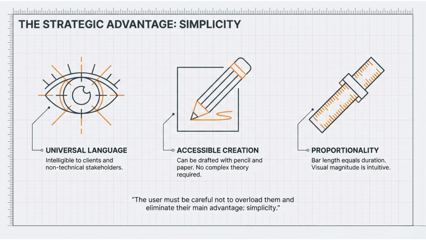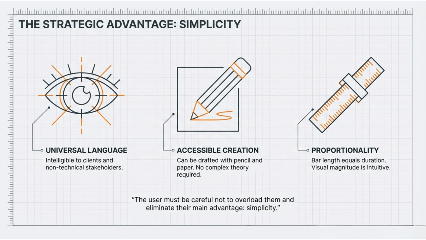Second, accessible creation. You can draft a basic Gantt chart with a pencil, a ruler, and some squared paper. No software license required, no training course. This was true in 1917, and it remains true today. In remote locations, in early-stage planning sessions, in the back of a taxi on the way to a client meeting, the Gantt chart is always available.